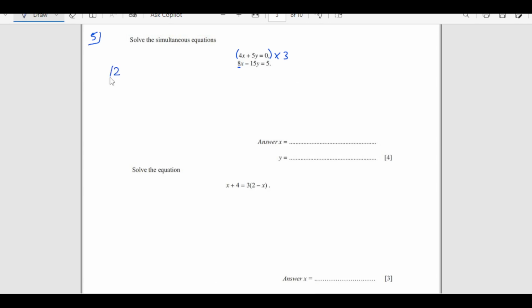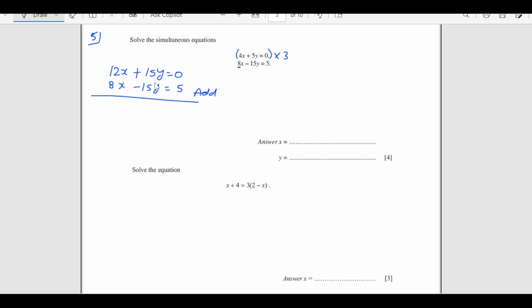So 4 times 3 is 12. I'm rewriting it after multiplying. Then 3 times 5 is 15. y equals 0, times 3, remains 0. So the other equation is as it is. We have not done anything to that, so I'm going to write it down as it is. Now after this, be careful: the sign of the coefficient of y is different. That's why we are adding. If the sign is the same, then we are going to subtract.